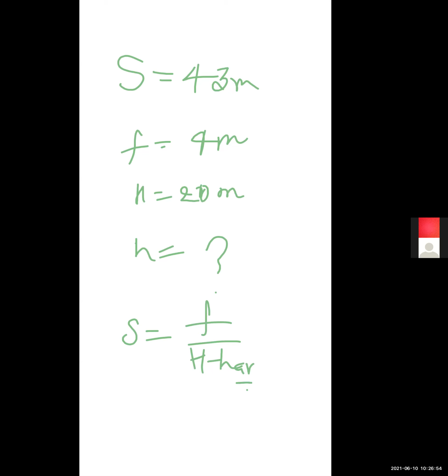What is the value of h average? The value of f is given as 4 meter. H, the flight height, is given as 20 meter, and small h is unknown, and the scale is also given as 43. 43 equal to 4 by 20 minus h. Solve this equation. Find the value of h.